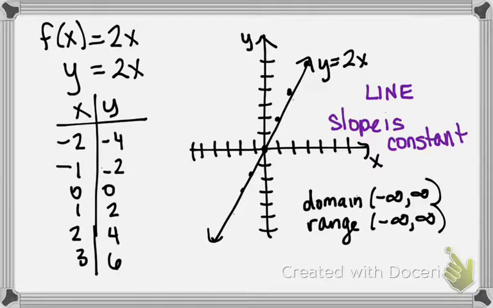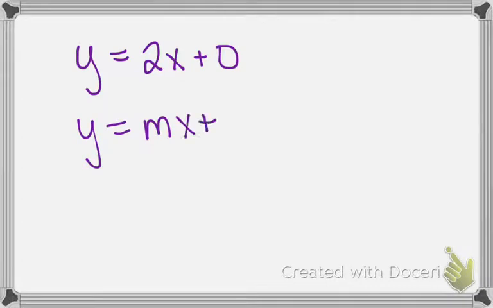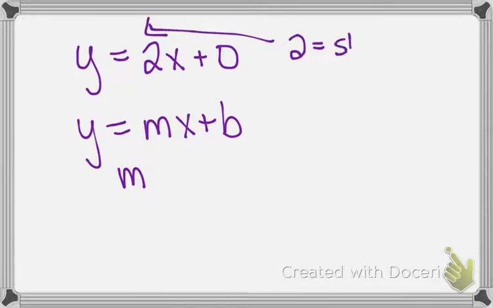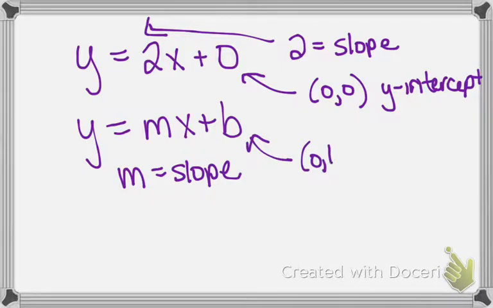So here, you may recognize this as y equals 2x plus 0, otherwise known as y equals mx plus b. In this case, m, or 2, is equal to the slope. And 0, or in this case 0, 0, is our y-intercept. b would be our y-intercept in the more general case.